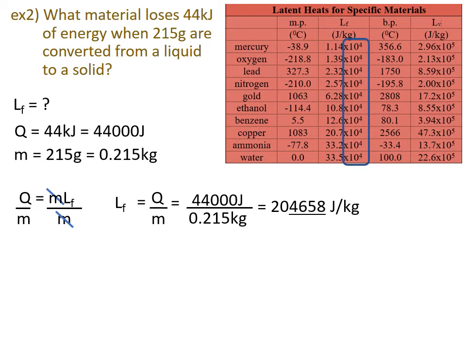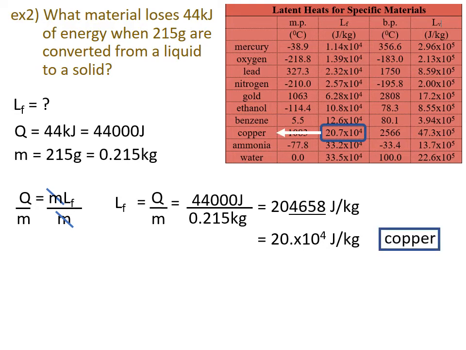So if I want to compare what I have to what's on the data table, I will have to convert my number to a number that is times 10 to the 4. In which case, that will give me 20 times 10 to the 4 joules per kilogram. And the number closest to that value in the LF column is right here, 20.7 times 10 to the 4, which would be copper. So the material is copper.